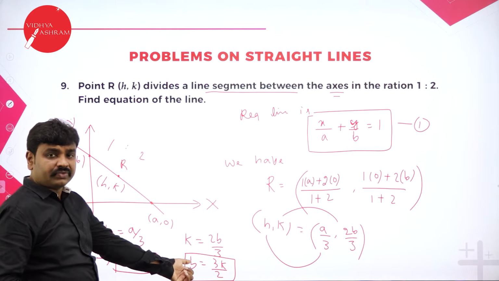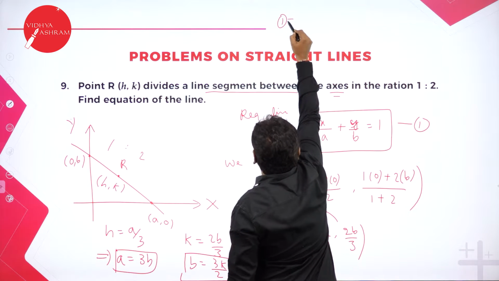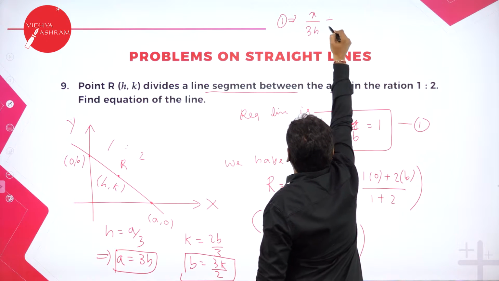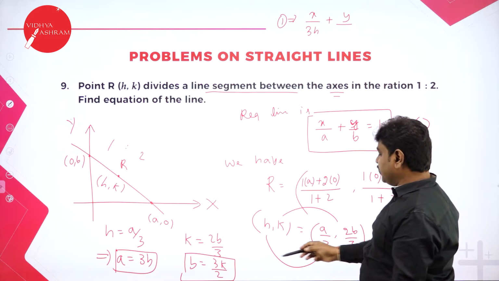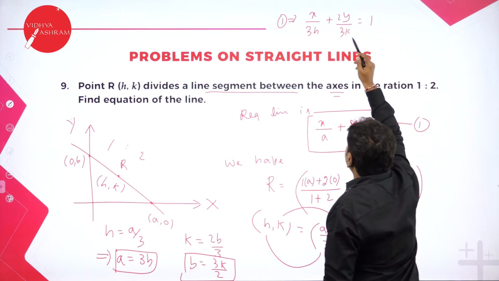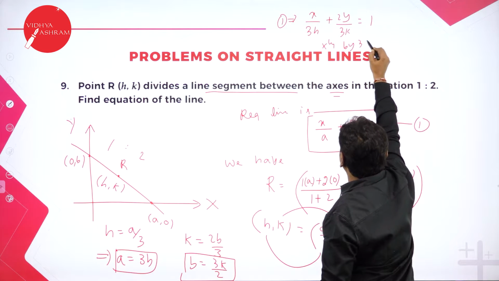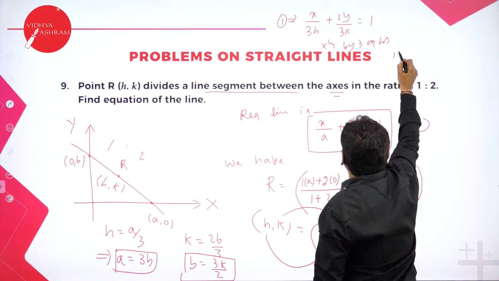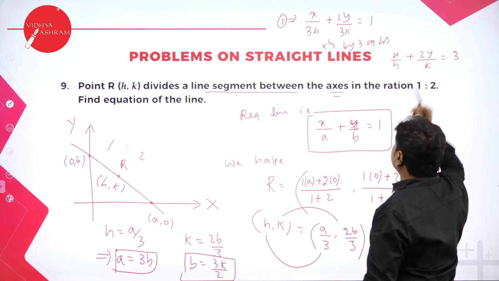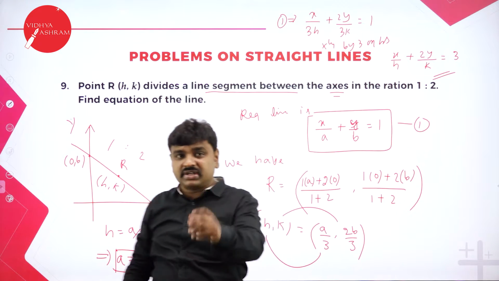So now you got the values of a and b. Substitute them in equation 1. So equation 1 implies x by a, what is a you got? That is 3h, plus y by b. What is the b value? 3k by 2, which I'll write on top, is equal to 1. And you can multiply by 3 to eliminate the 3. If I multiply by 3 on both sides, this 3 cancels, it will be x by h, and it will be 2y by k is equal to, multiplying by 3, 3. Further, if you want, you can take the LCM or leave it. This is also one of the standard forms. This is the equation of the line.